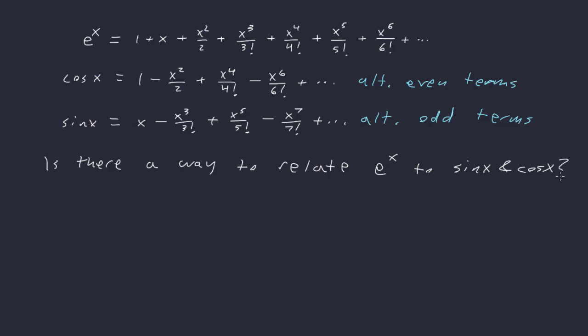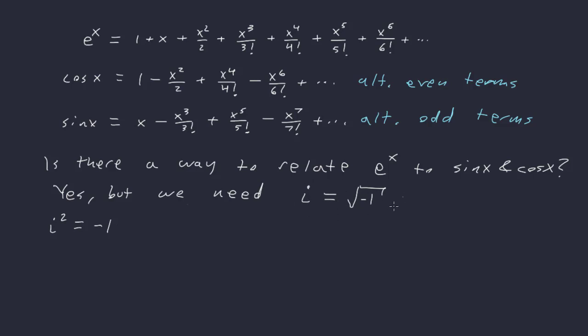And we can't do it with just normal algebraic things that you might think, like adding or subtracting, multiplying, that kind of thing. So is there actually a way that we can relate these two things? And the answer is yes, but we need i. And if you remember, i is the imaginary number, the square root of negative 1. And here's why. Because, of course, i is the square root of negative 1. This makes i squared equal to negative 1.